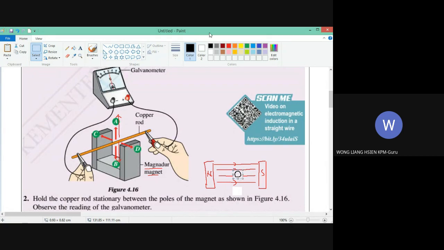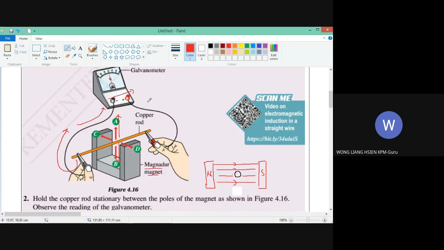One thing I need to be clear about is that the direction of the pointer of the galvanometer shows the direction of the flow of charge. When we talk about flow of charge, we are talking about the flow of electrons, because the electron carries the negative charge and is the one that can move. Protons cannot move. The proton is inside the nucleus, so the one that can move is the electron.